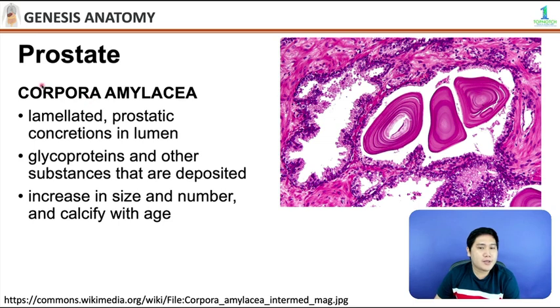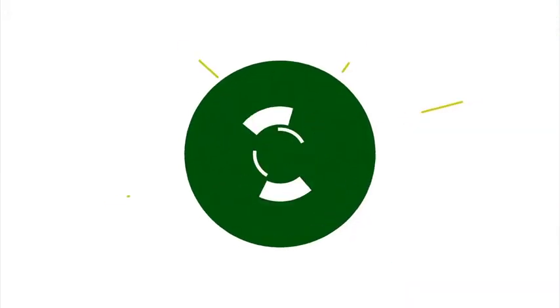Okay, so in your prostate, histologically, there's one feature. For sure, na-encounter nyo na before, you have a corpora amylacea. Okay? It is laminated prostatic concretions in the lumen. Okay? It is composed by glycoproteins and other substances. So this is your corpora amylacea. Okay? They increase in size and number and calcify with age. Okay? So this part, ayan, corpora amylacea.